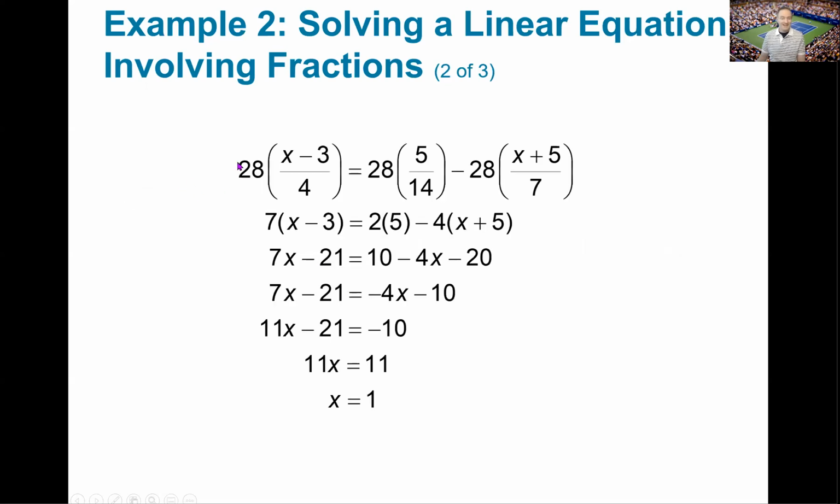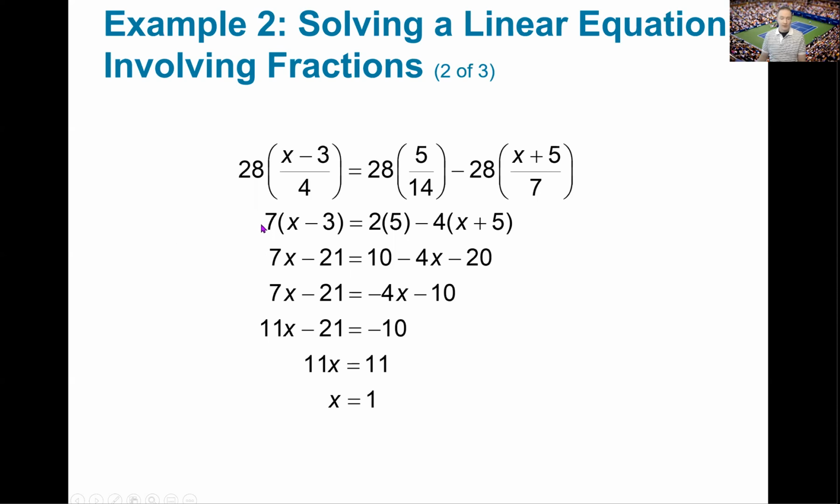So now I take that 28, I distribute it to every term throughout the entire problem, on both sides of the equation. When I do that, this 4 on the left cancels with the 28. I just have 7 times that group x minus 3. On the right, 14 goes into 28 2 times. I'll be left with 2 times 5. And 7 goes into 28 4 times. I'll have minus 4 times the group x plus 5.